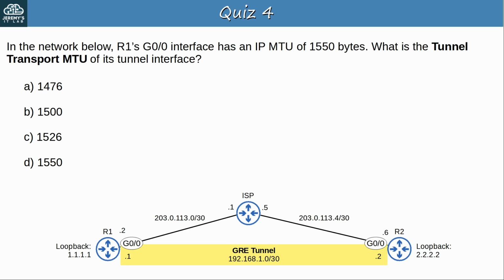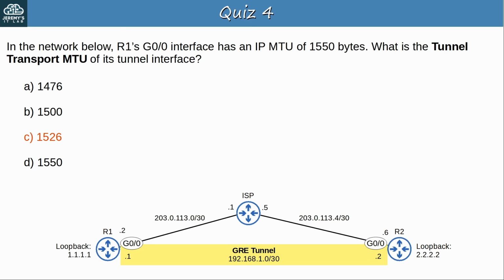In the network below, R1's G0/0 interface has an IP MTU of 1550 bytes. What is the tunnel transport MTU of its tunnel interface? Pause the video now to think about the answer. Okay, the answer is C, 1526.